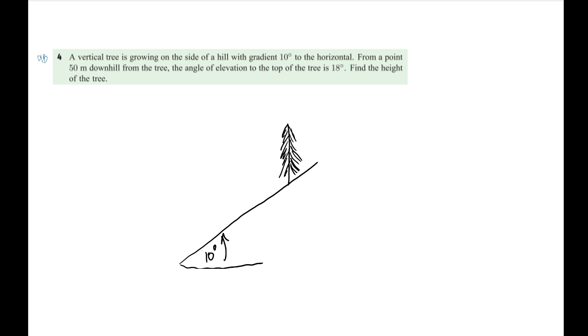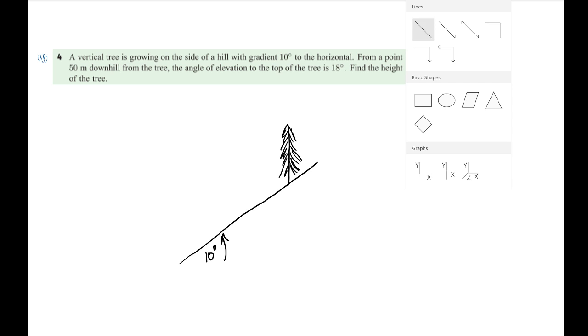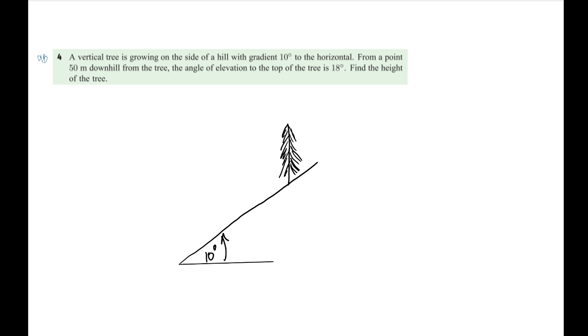My horizontal here doesn't look very horizontal, but let's see if we can fix that. There we go. All right. And so the hill has an incline of 10 degrees, but the tree's growing vertically out of that. And then we're told that from a point 50 meters downhill from the tree, so maybe someone's standing right here so that this distance is 50 meters, when I look straight up to the top of the tree, that angle of elevation would be 18 degrees.